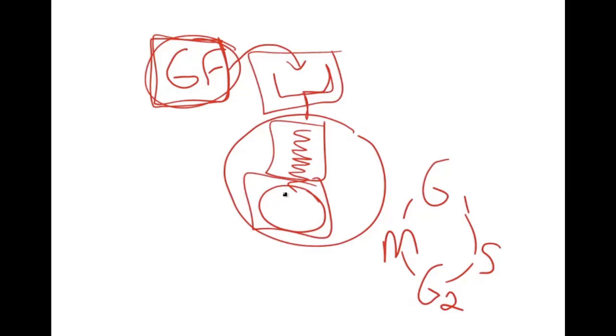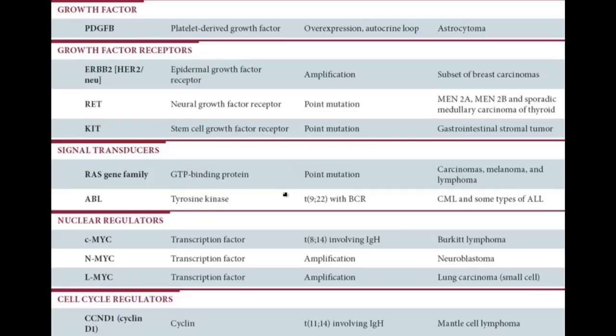Now, in each of these cases, mutations in any one of these steps or any one of these subtypes or categories of proto-oncogenes can result in the formation of an oncogene and can then be associated with formation of a tumor. And that takes us then to this table, which is present within your text.